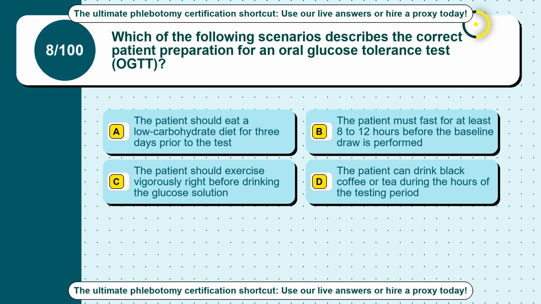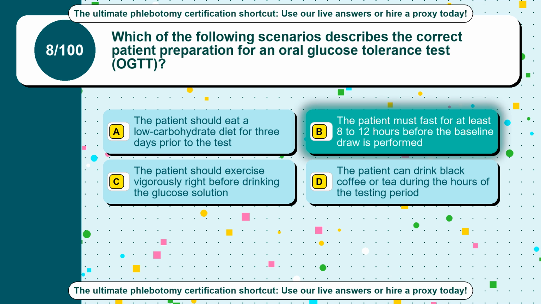The patient must fast for at least 8 to 12 hours before the baseline draw is performed. Option C. The patient should exercise vigorously right before drinking the glucose solution. Option D. The patient can drink black coffee or tea during the hours of the testing period. The correct answer is option B.